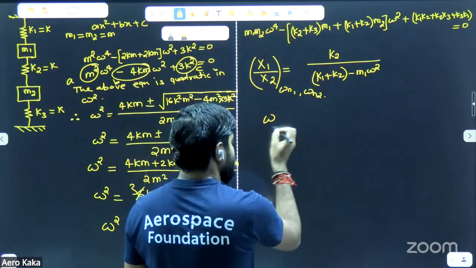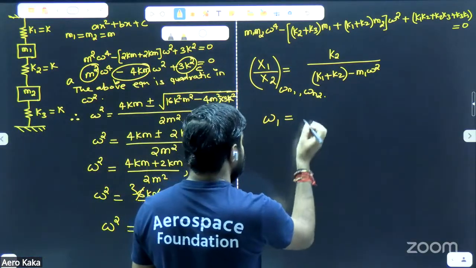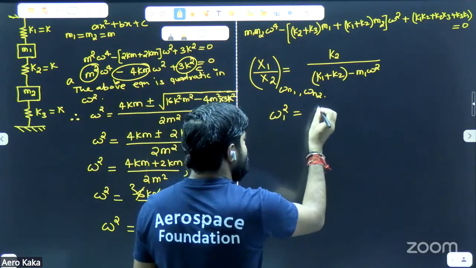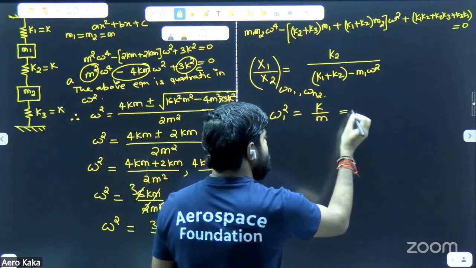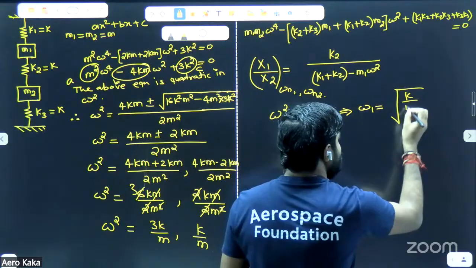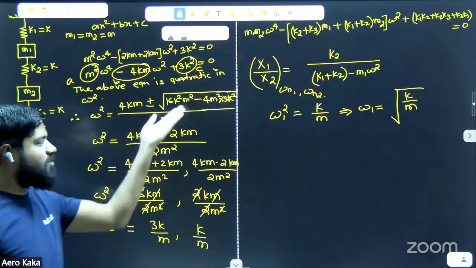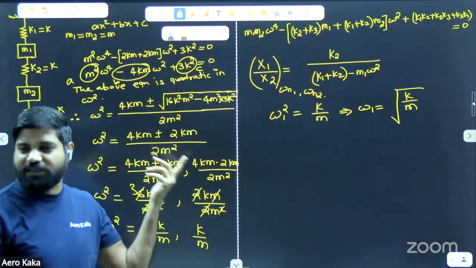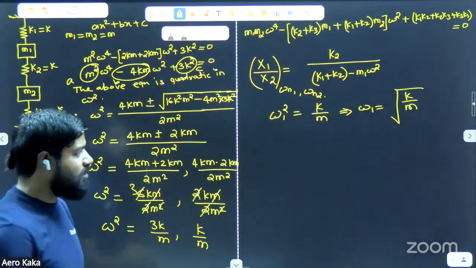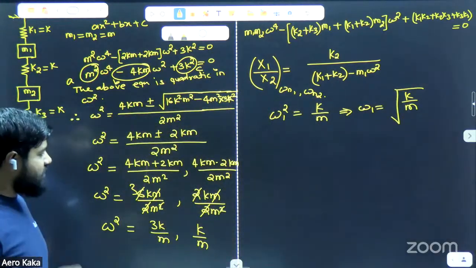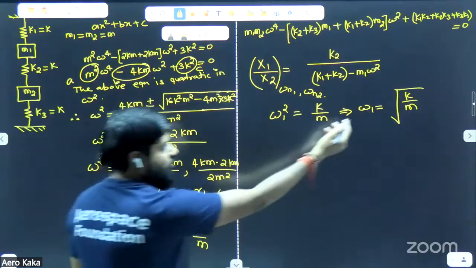So from here, the first one: omega 1 square is nothing but k by m. It means that the omega 1 value is equal to the root of k by m. See, I'm solving step by step. Otherwise, it will take hardly 1 minute to calculate the root of these kinds of equations. Since it's a revision, I'm still following the step by step procedure. So omega 1 is this one.